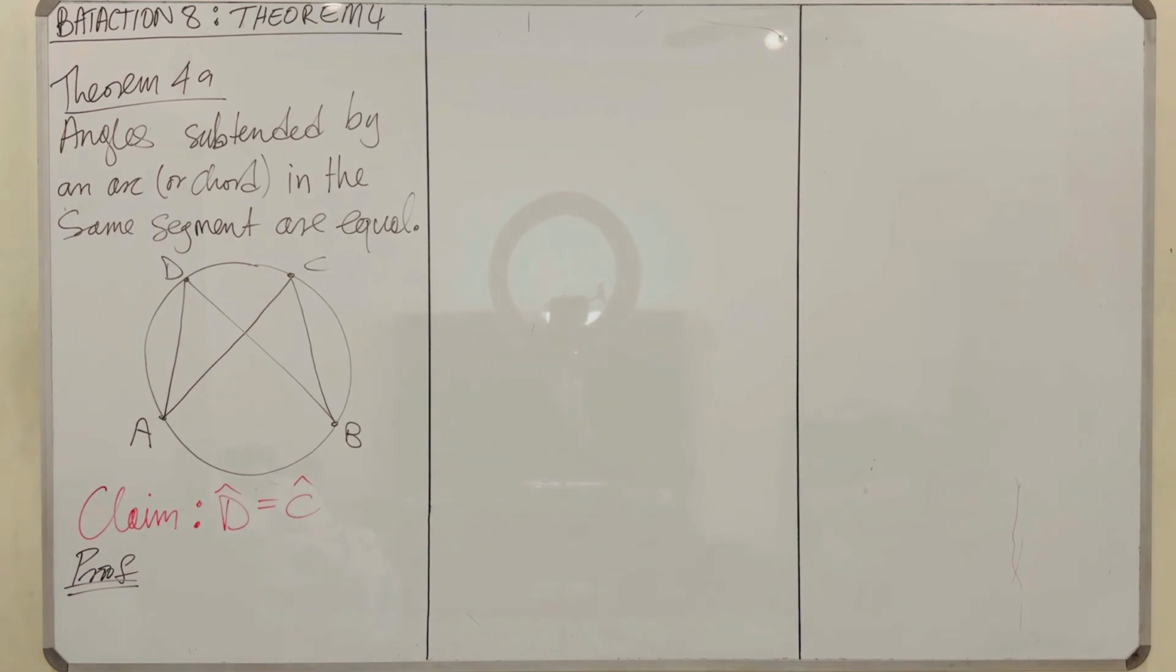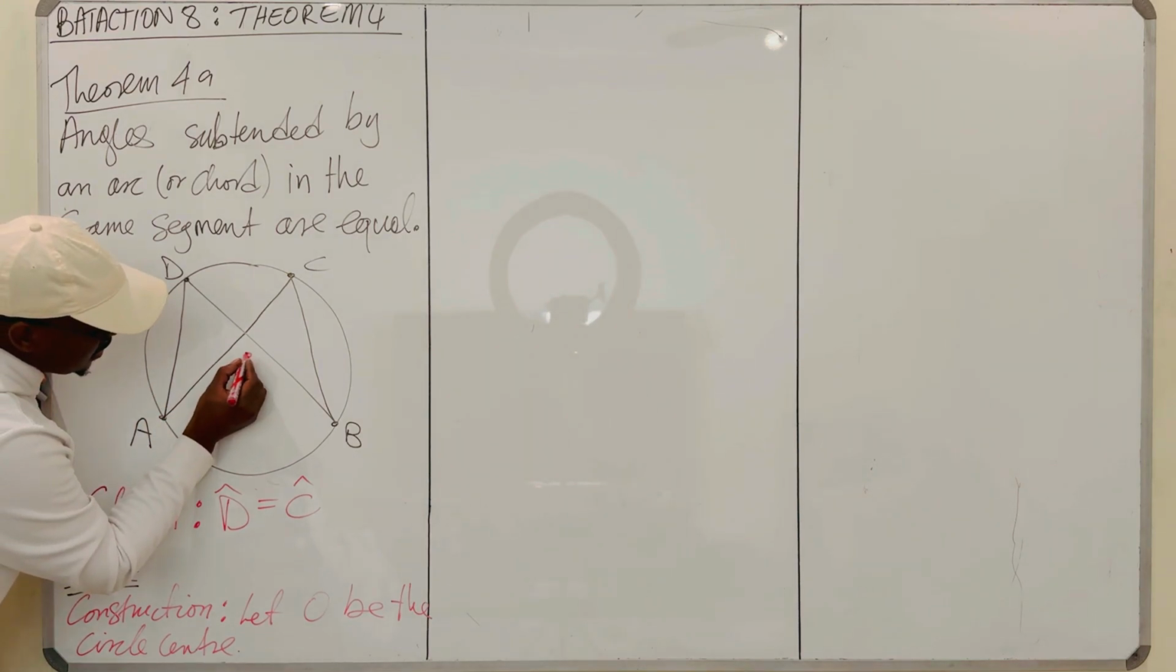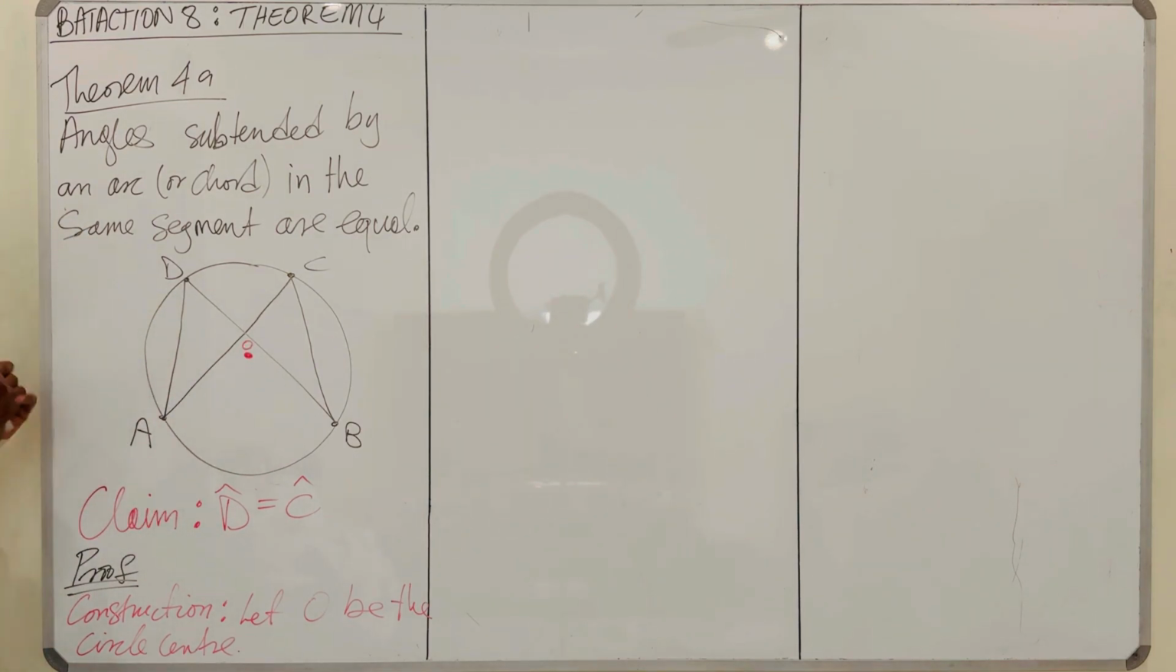Are you with me? I'm going to construct some stuff. So let's say construction. Let O be the circle center. So O is the center of our circle. So let's say maybe our center is here. Can you guys see it? So after that, I'm going to join OA and OB.